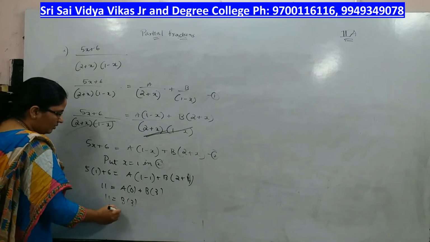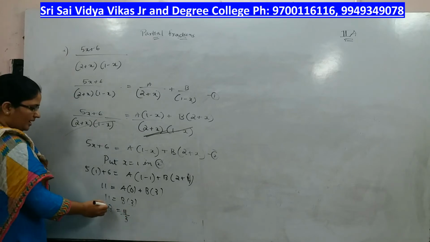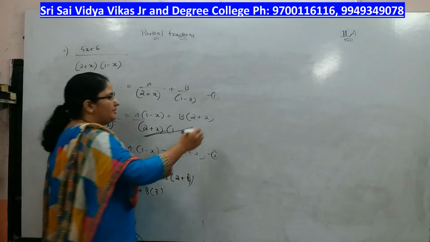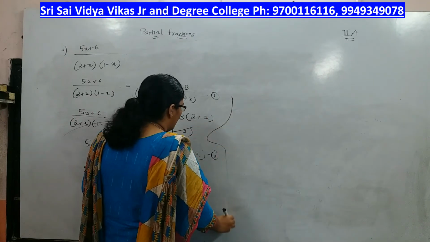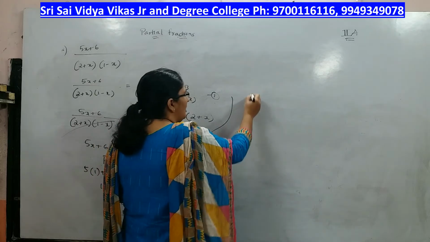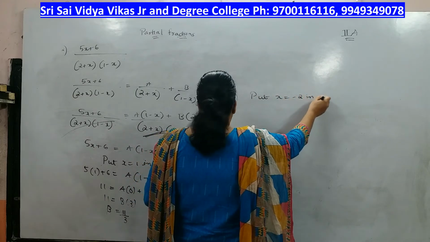B is equal to 11 by 3. So we got the b value as 11 by 3. Now, in order to get a, we will put x as minus 2. Put x is equal to minus 2 in 2.